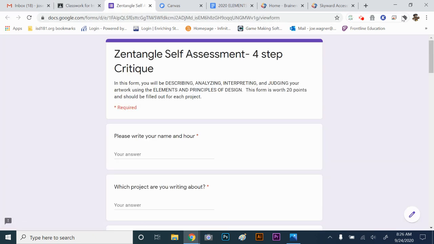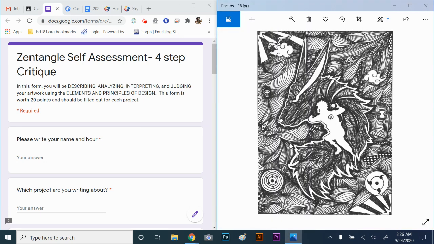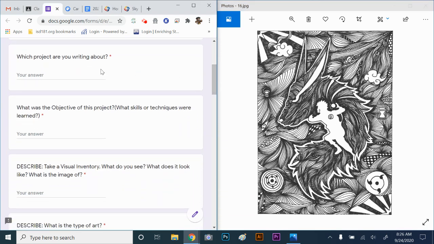So I'm going to pull this up, and I'm going to see if I can do a half screen here so that you can see the artwork we're looking at, and we'll go through one as an example. You'd put your name and hour at the top, and you tell me what project you're writing about. For this one, I would type in Zentangle, okay? Then it says, what was the objective of the project? The objective is written on my whiteboard in the classroom, and it's also in the instructions on Google Classroom. So whether you're digital or in person, you have a way to see that.